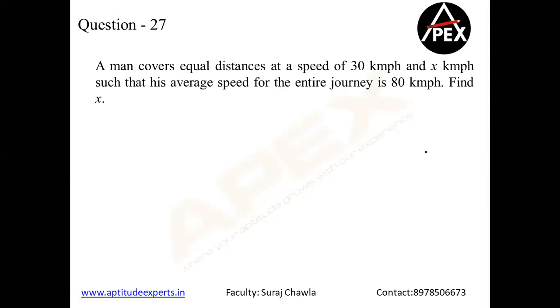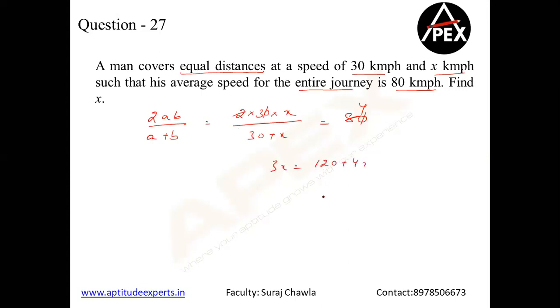Yep. So a man covers equal distances at a speed of 30 kilometers per hour and x kilometers per hour. The average speed of the entire journey is 80 kilometers per hour. Clear? So two equal distances, so we can directly apply 2ab by a plus b. So 2 into 30 into x divided by 30 plus x is equal to the average speed of the entire journey, 80. So 80 gets cancelled, 2 ones are 2, 4 twos are 8, so we have 3x is equal to 120 plus 4x.